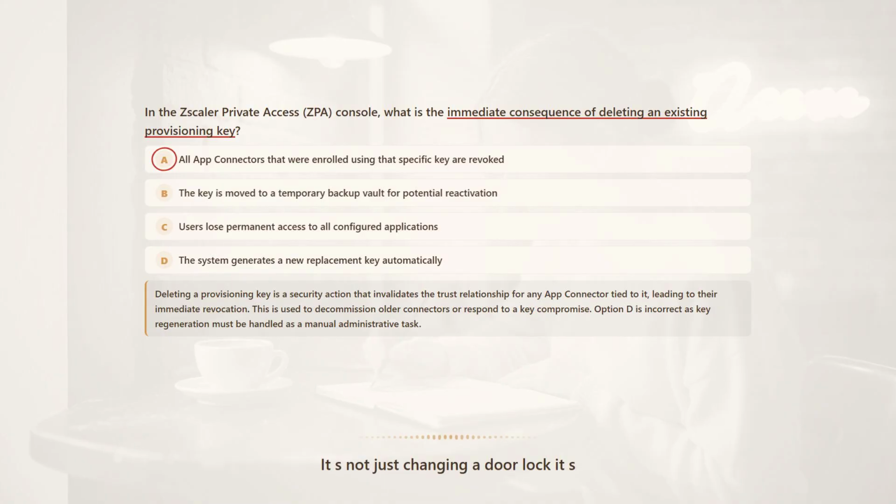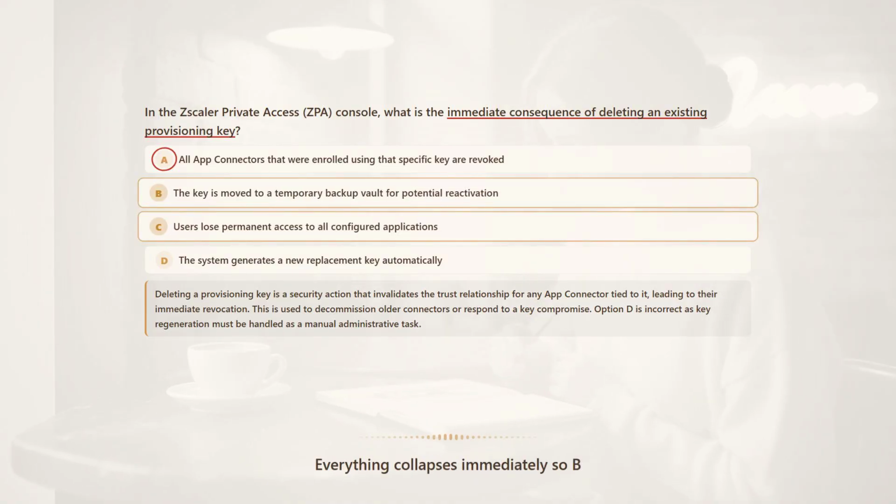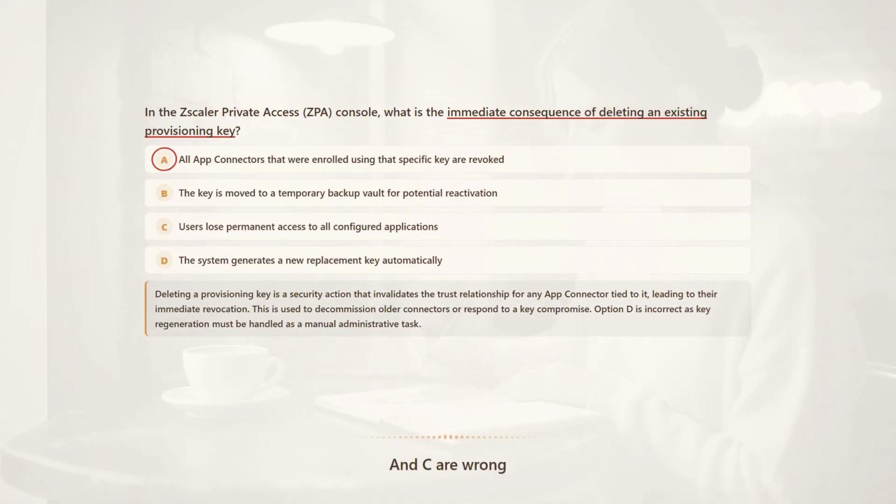It's not just changing a door lock. It's like changing apartment locks and instantly invalidating the old keys. Everything collapses immediately, so B and C are wrong.